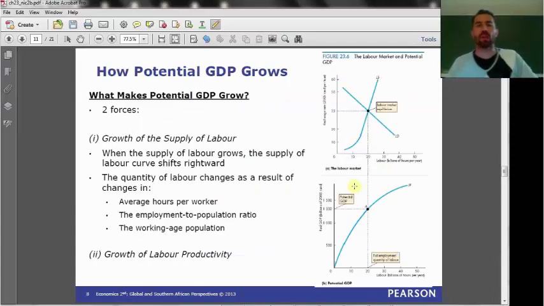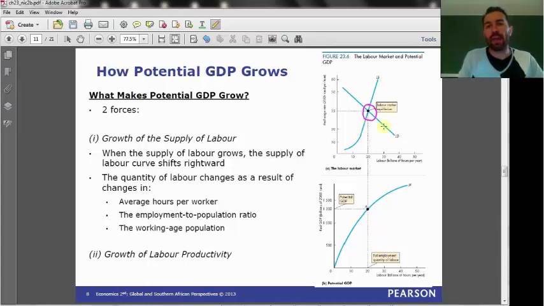So, if we combine those two, the labor market and our production function, here's equilibrium in the labor market. The quantity of labor demanded equals the quantity of labor supplied. That point of equilibrium is what we would call full employment. Everyone who wants a job gets a job, except for those who are structurally unemployed and those who are frictionally unemployed. Okay?